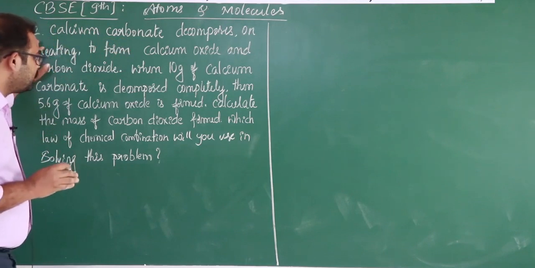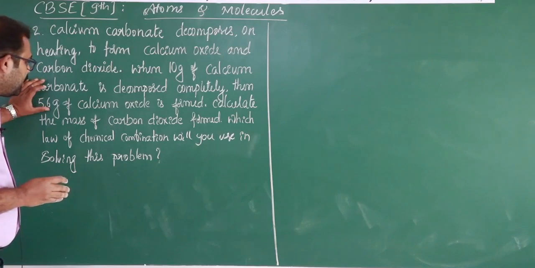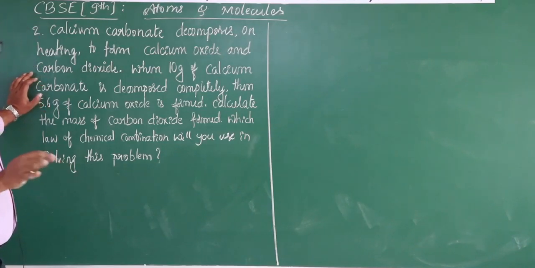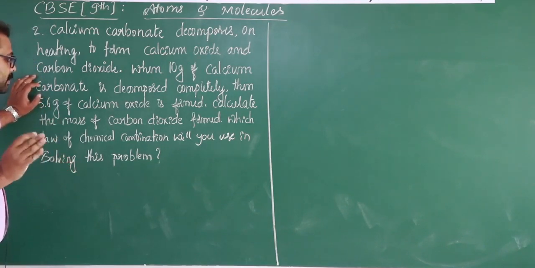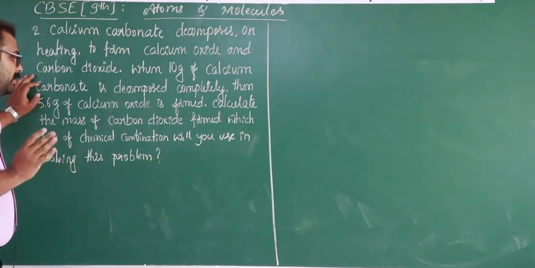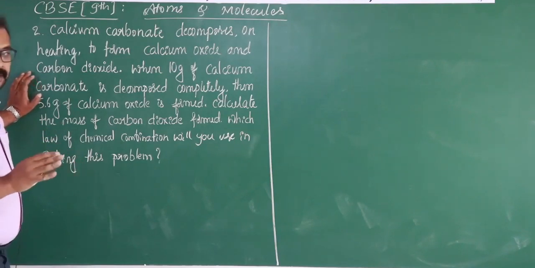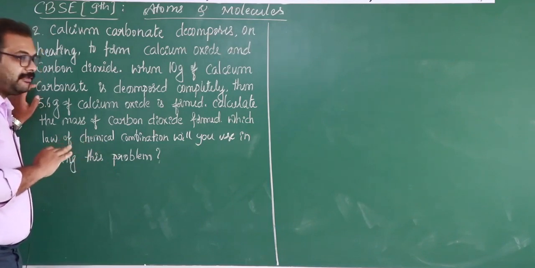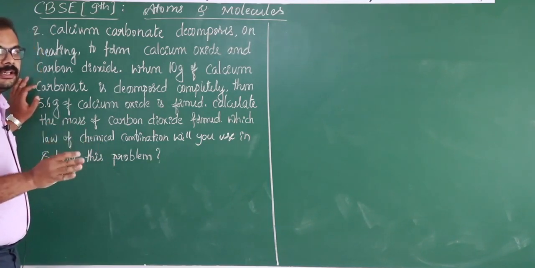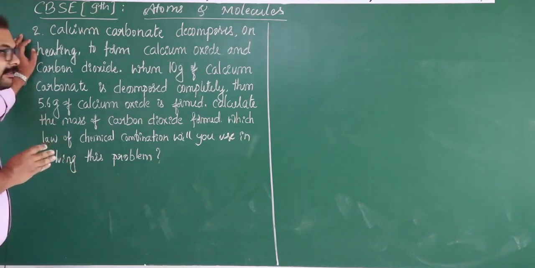So they have given that 10 gram of calcium carbonate is decomposed and then 5.6 gram of calcium oxide is formed. Here they have not given the mass of the carbon dioxide. Now what we have to do, we have to find the mass of carbon dioxide. Then if you find the mass of the carbon dioxide, it is easy to calculate the mass of the product, and we can compare this with the reactants. If both the values are the same, then we can say that this obeys the first law, that is the law of conservation of mass.